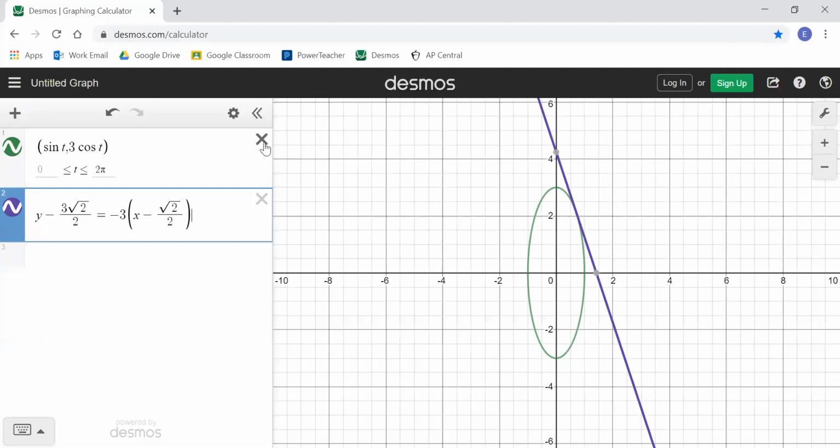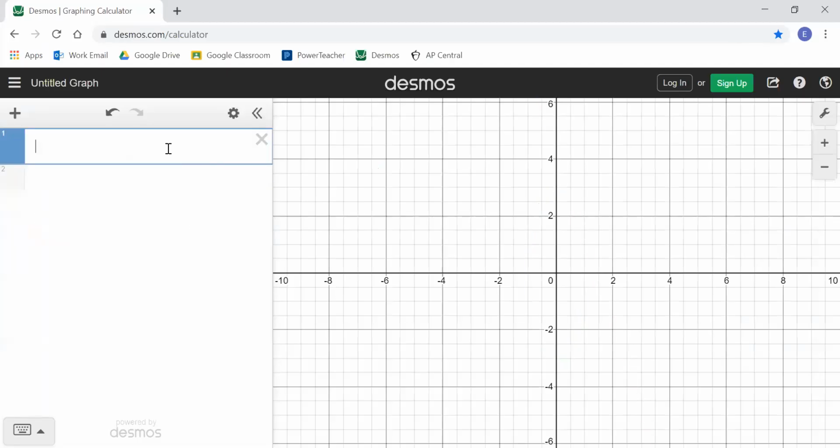So let's graph all of this here. We had 2 cosine 3t minus 4 sine 3t.